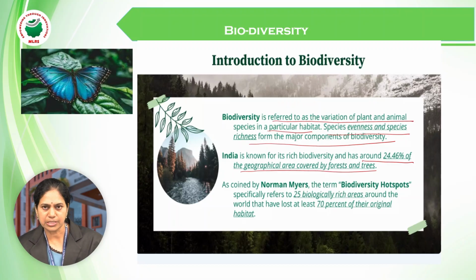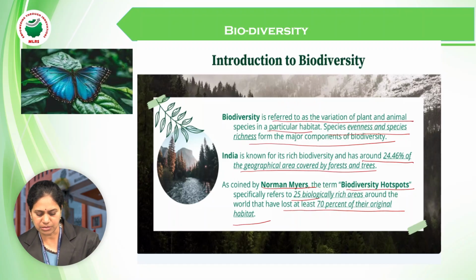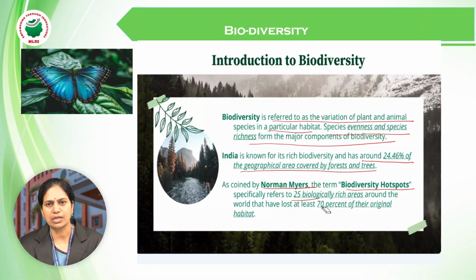The term was coined by a scientist, Norman Myers. The term biodiversity hotspots specifically refers to 32 biologically rich areas around the world which have lost around 70% of their original habitat. So it was coined by Norman Myers, and they refer to almost 32 hotspots around the world where the concentration of life is high. According to a report, these areas have lost 70% of their original habitat.